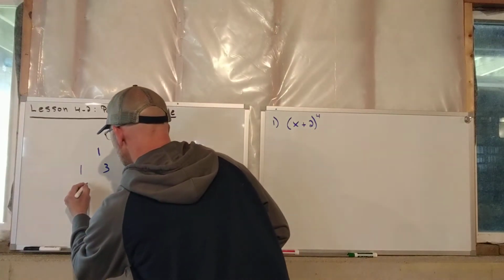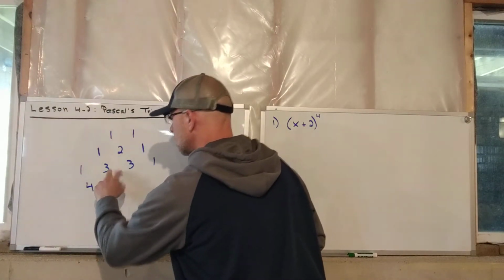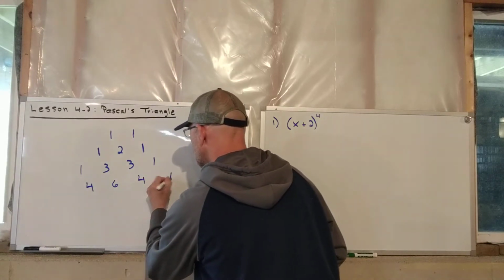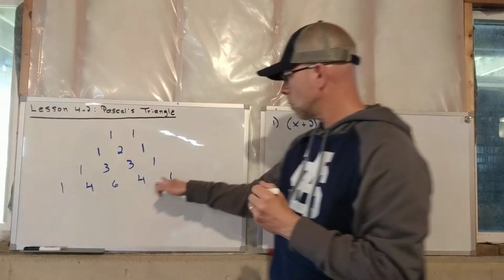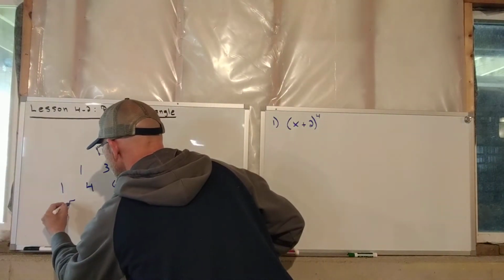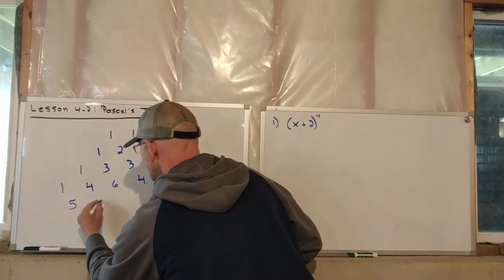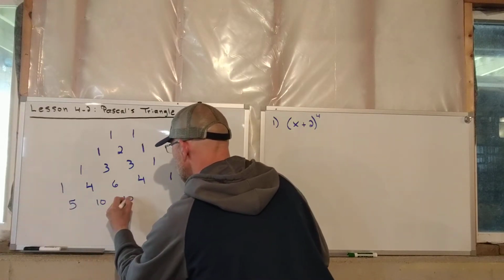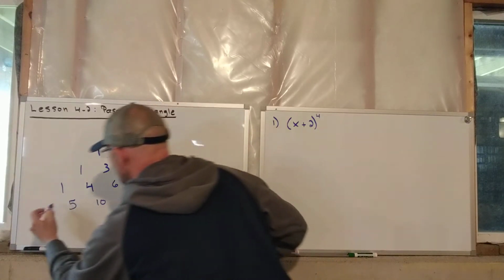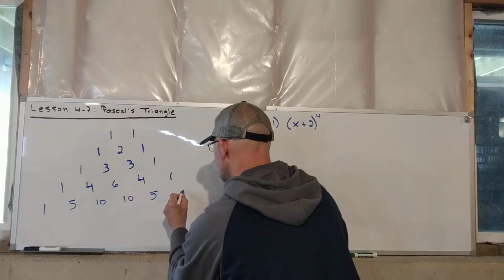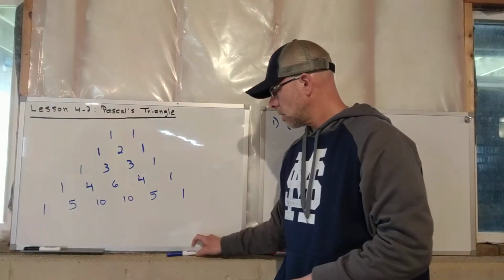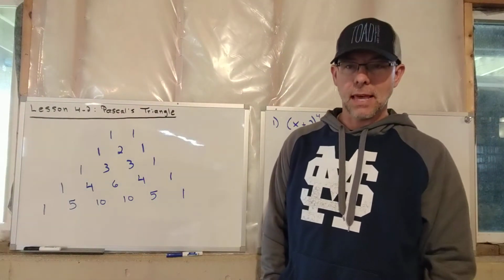1 and 3 are 4. 3 and 3 are 6. 3 and 1 are 4. Start with 1, end with 1. And the last row we'll do: 1 and 4 are 5. 4 and 6 are 10. 6 and 4 are 10. 4 and 1 are 5. Start with 1, end with 1. So you guys, there's the first 5 rows of Pascal's triangle.